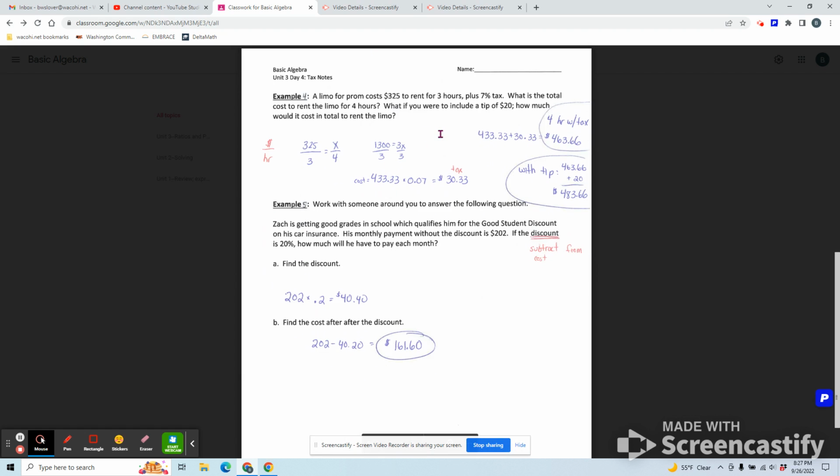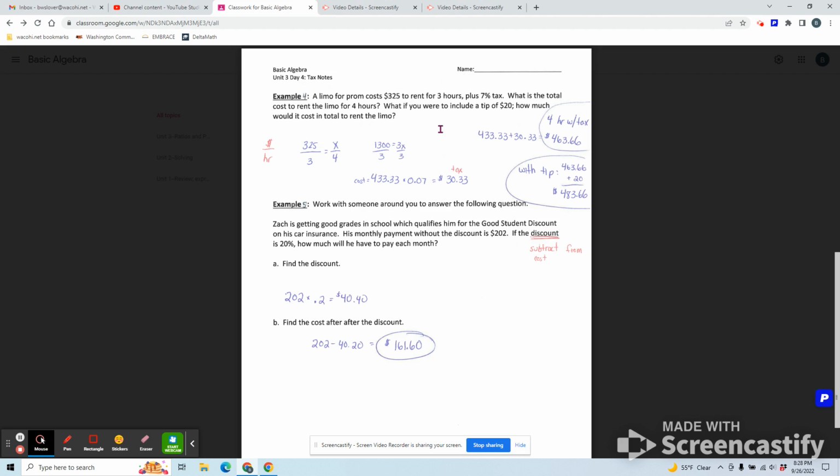Example 4 is a little bit tricky. So it says a limo for prom costs $325 to rent for 3 hours plus 7% tax. What is the total cost to rent the limo for 4 hours? Well, what if you were to include a $20 tip? How much would it cost to rent the limo then? So there's a few different things going on here. So number 1, we need to figure out how much it really costs per hour, because we got 4 hours.